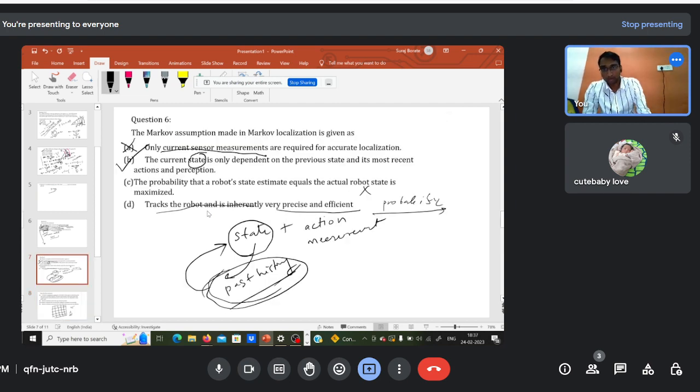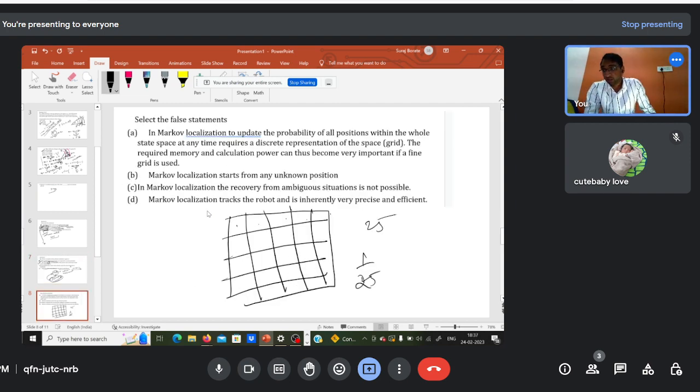Next, Markov localization starts from any unknown position. So no, the initial state needs to be known, right? So it cannot start from any unknown position. Sorry, so B is Markov localization starts from... yeah, we can have a probability assigned to the position, right? So it doesn't need to be 100% known. So B is also true.